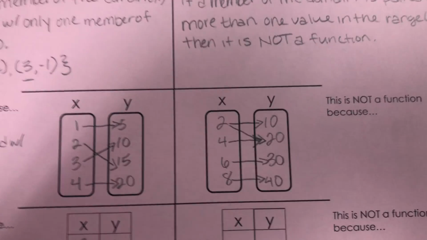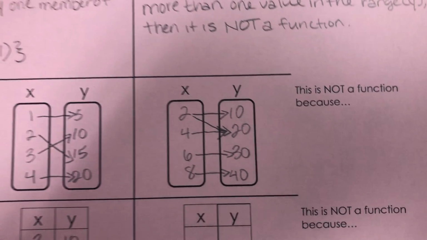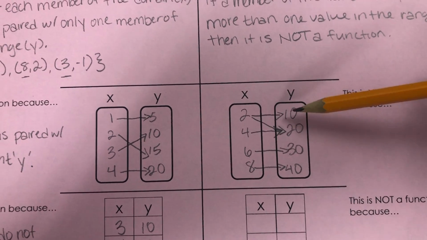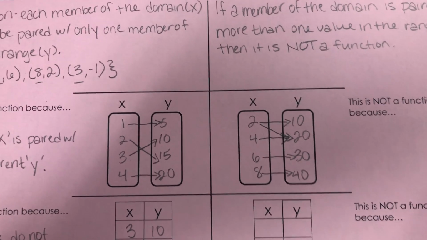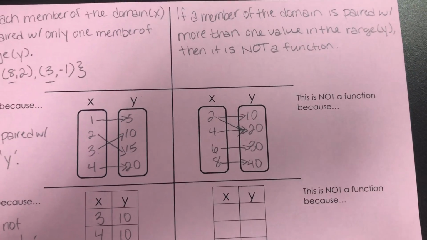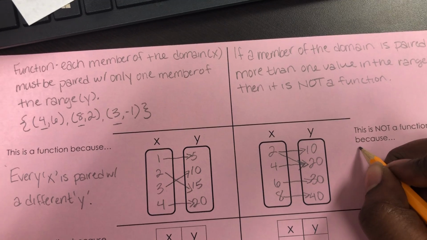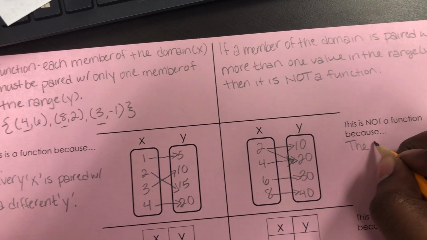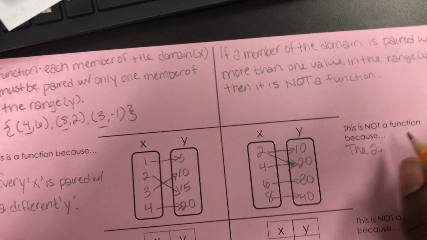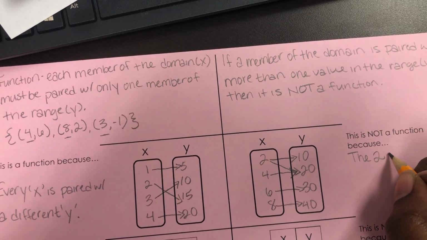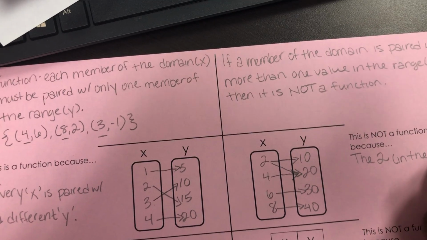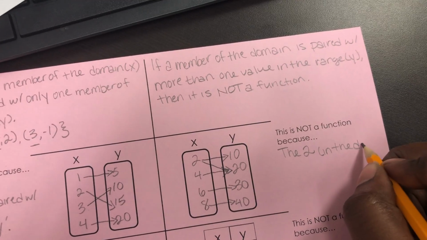All right, why would this not be a function maybe? It's because of this 2 right here. This 2 is trying to go to that 10 and trying to go to that 20. So we're going to say this is not a function because the 2, and I'll say in the x's, or in the domain. See that? That sounds a little bit better.